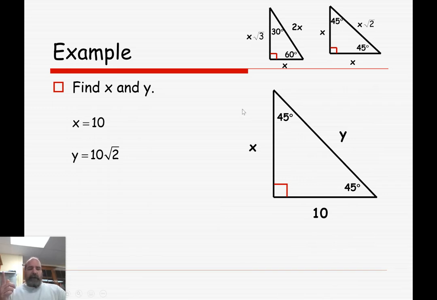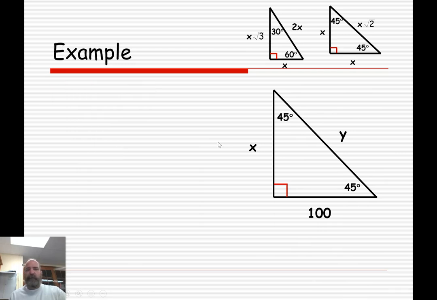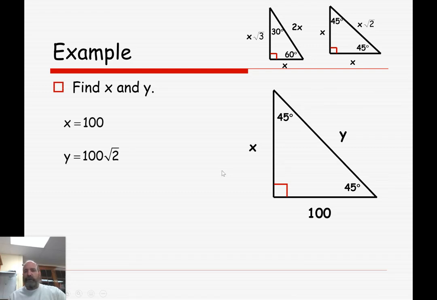And I kind of got confused. Is it the one where I use the square root of 2 or square root of 3? Well, I remembered it like square root of 2 goes with the 45, 45, and square root of 3 goes with the 30, 60. Okay, and again, don't write this one down. We kind of did this one. If this is 100, this is 100. This is 100 square root of 2.